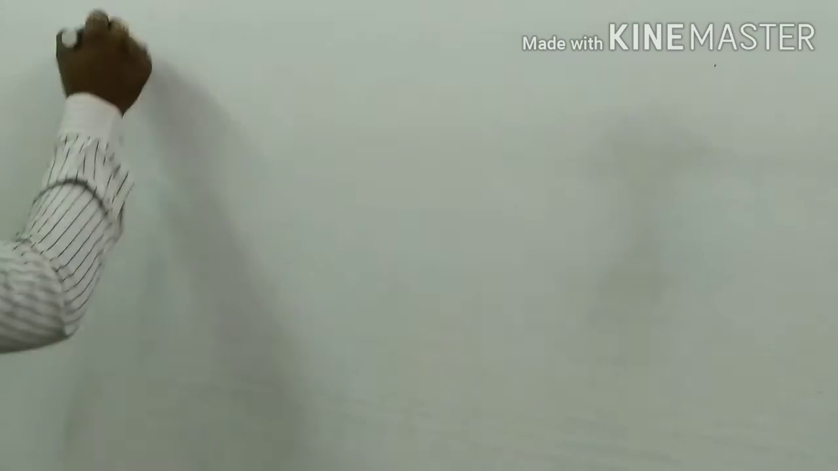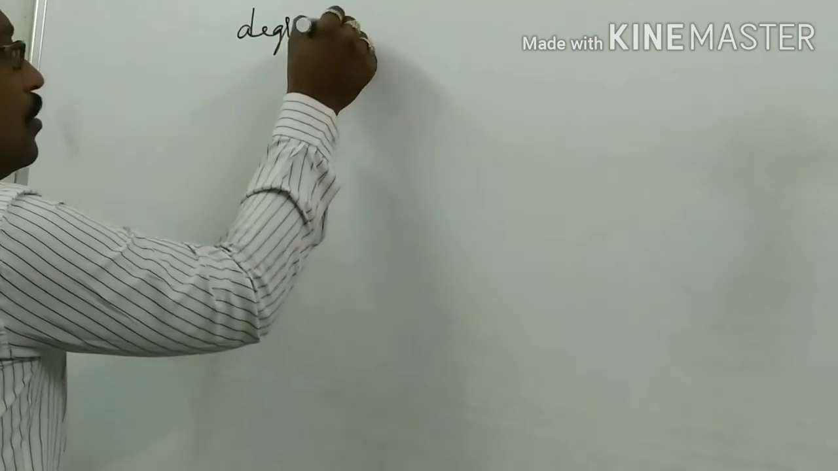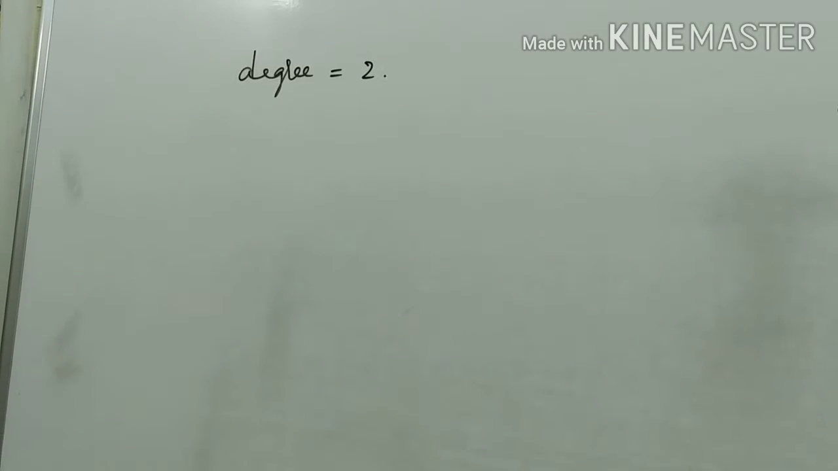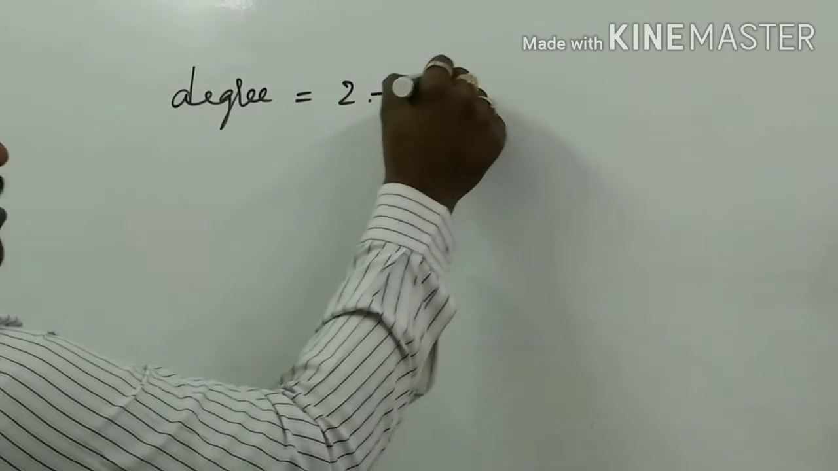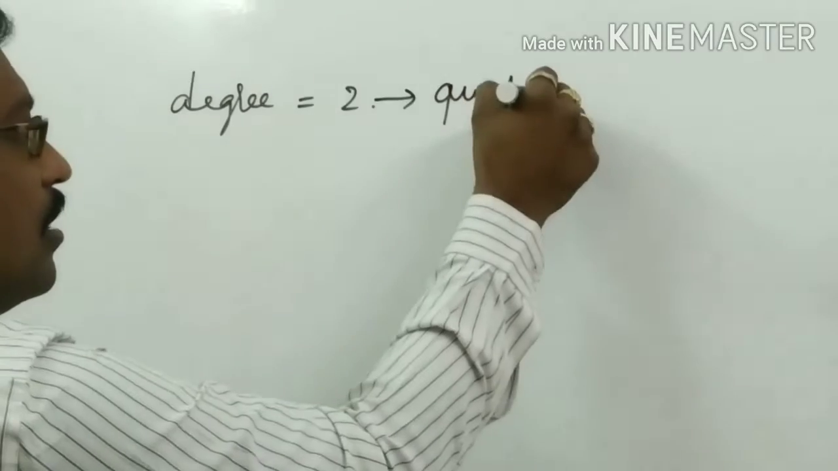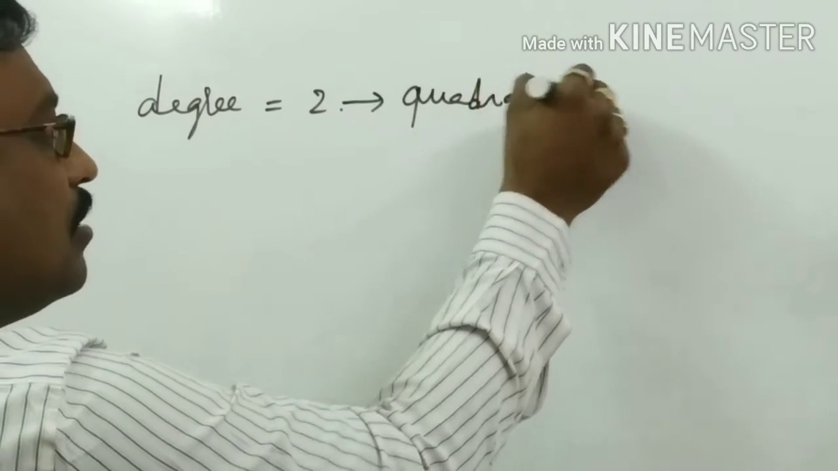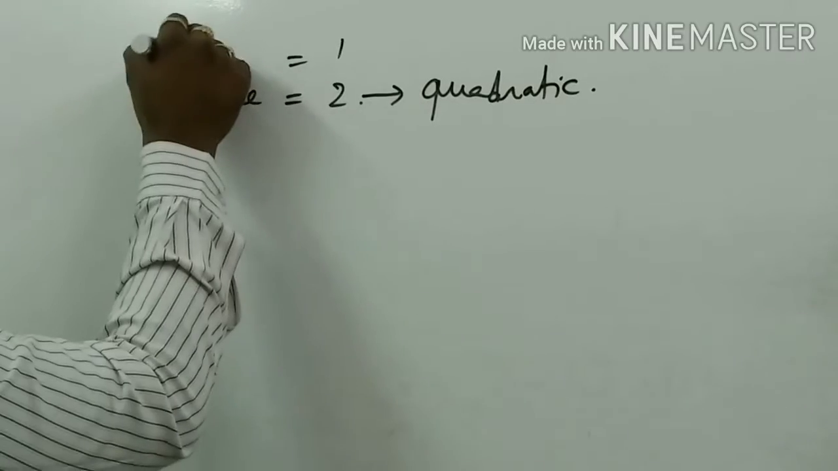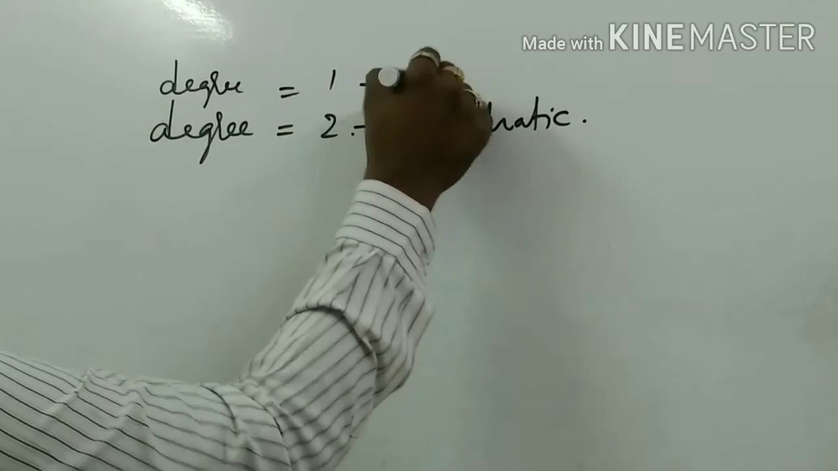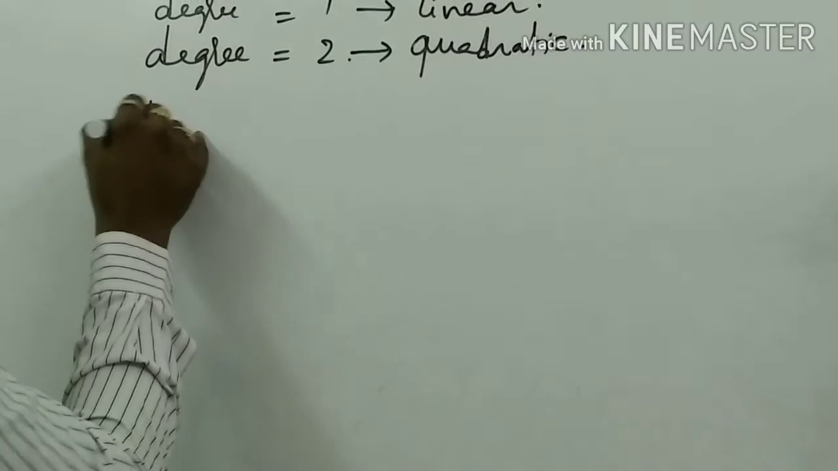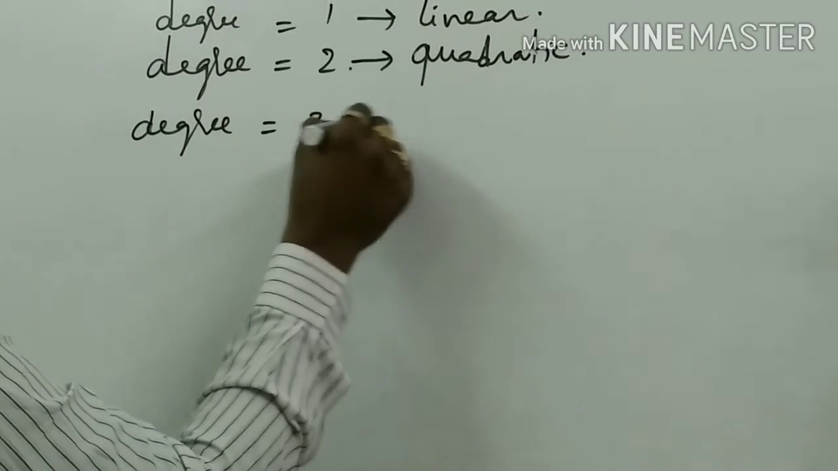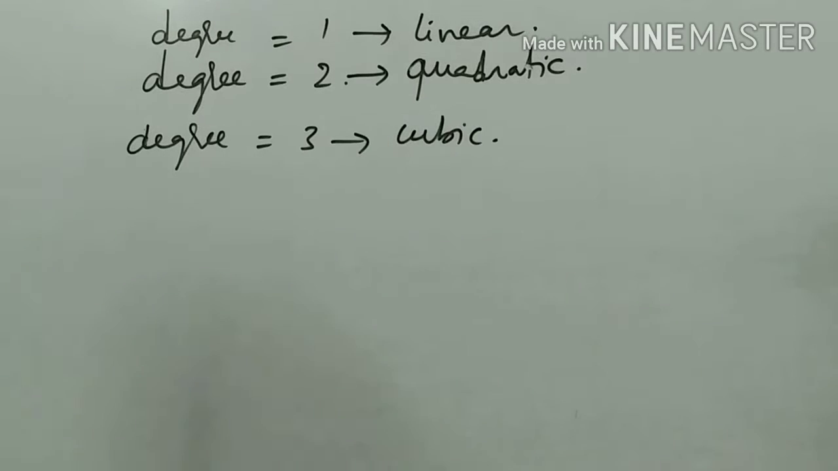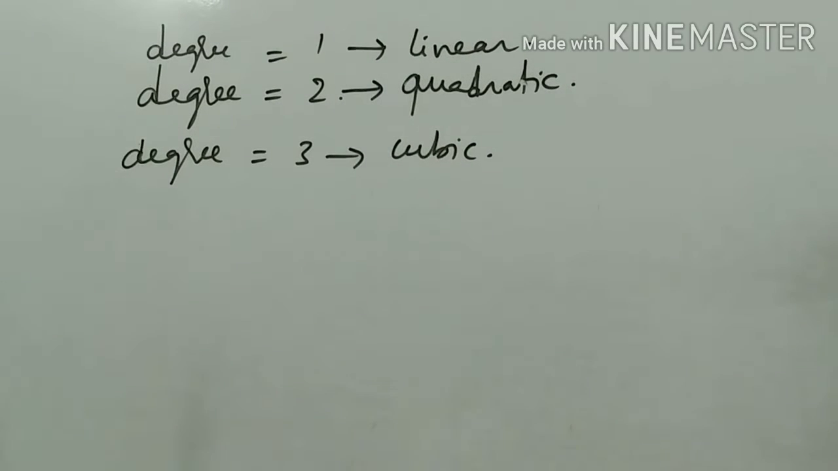Okay, you already know about quadratic equations. We learned briefly in the chapter on polynomials. A polynomial whose degree is 2 is called quadratic, right? If the degree is 1, what will we call it? Linear. If the degree is 3, we will call it cubic. So, degree 2 is quadratic.